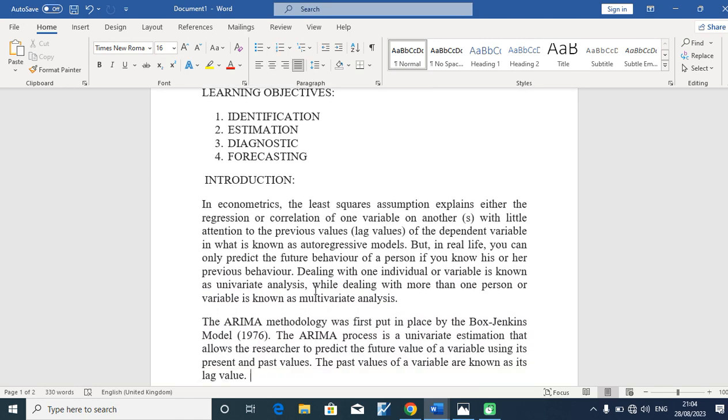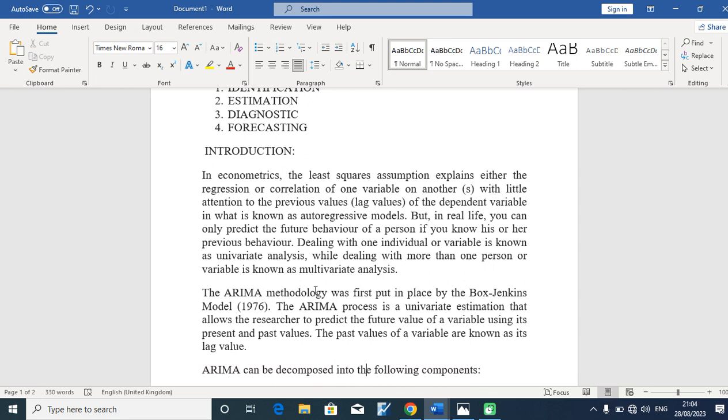Introduction. In econometrics, the least squares assumption explains either the regression or correlation of one variable on another, with little attention to previous values of the dependent variable, in what is known as autoregressive models. But in real life situations, you can only predict the future behavior of a person if you know his or her previous values. Dealing with one individual variable is known as univariate analysis, while dealing with more than one person or individual is known as multivariate analysis.